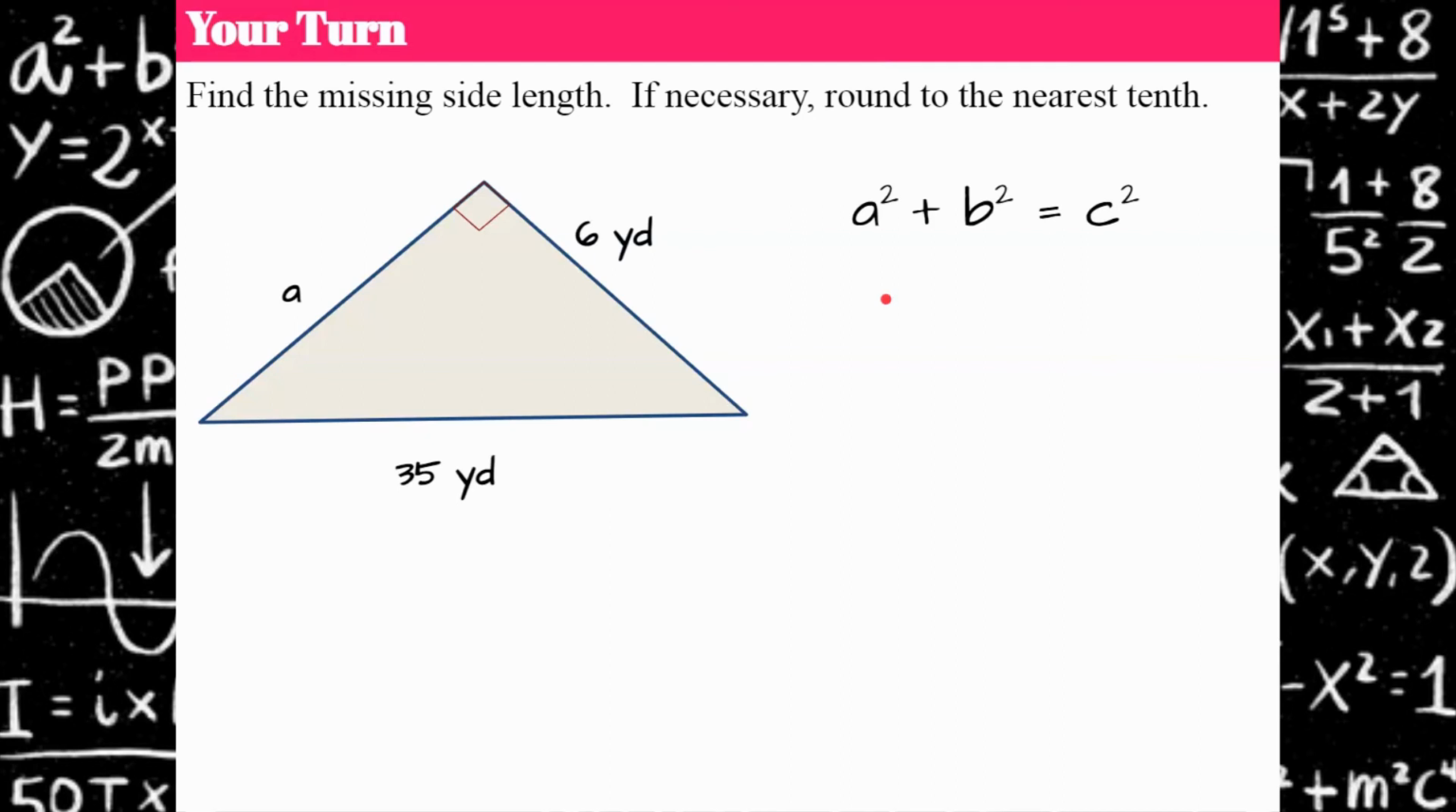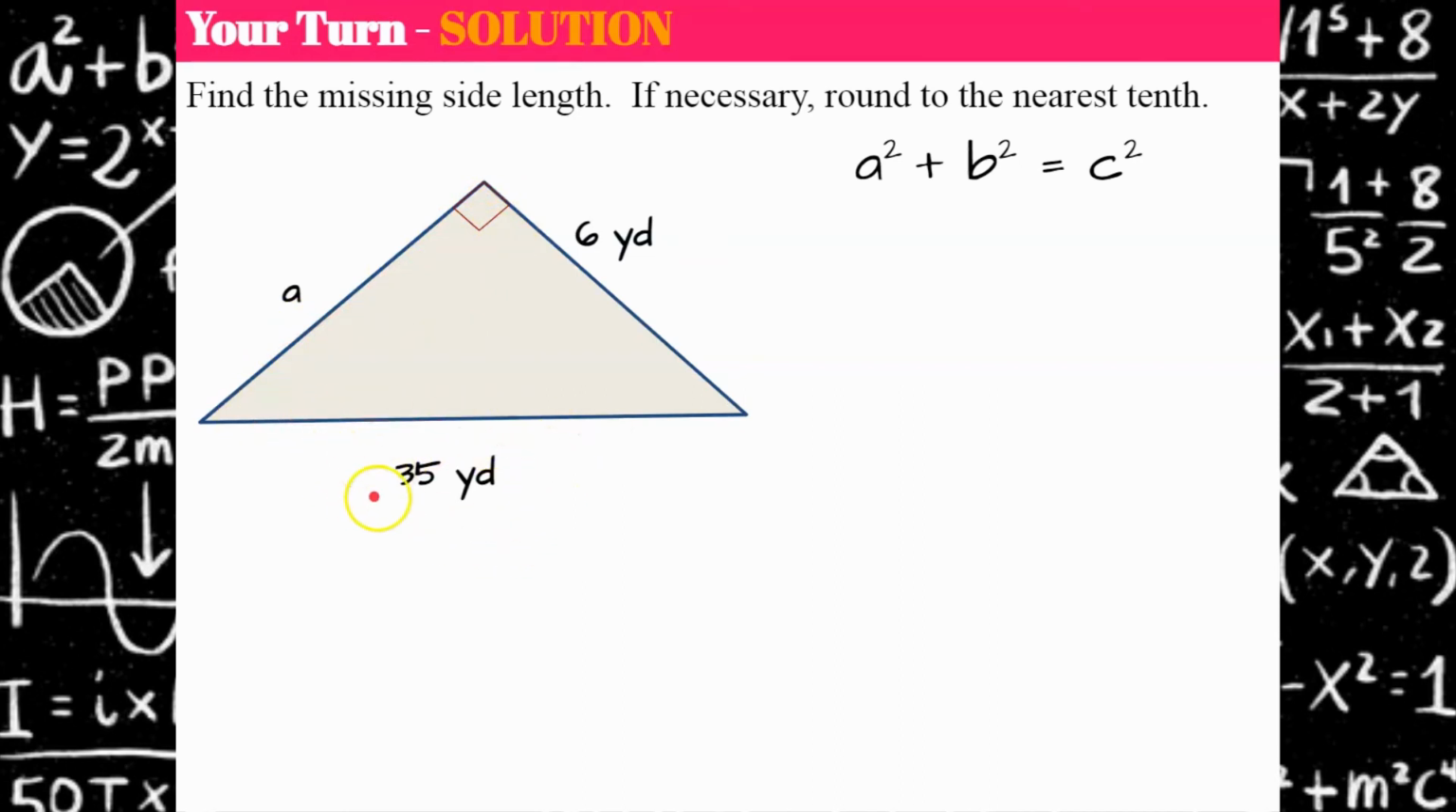Welcome back. Let's see how you did. So I can identify that I have a missing side of A. That is one of my legs. Forming the right angle here is side A and the side that's measured 6. So my hypotenuse directly across from my right angle is 35, and this is my value of C. So A squared, the side B 6 squared, and the hypotenuse 35 squared.